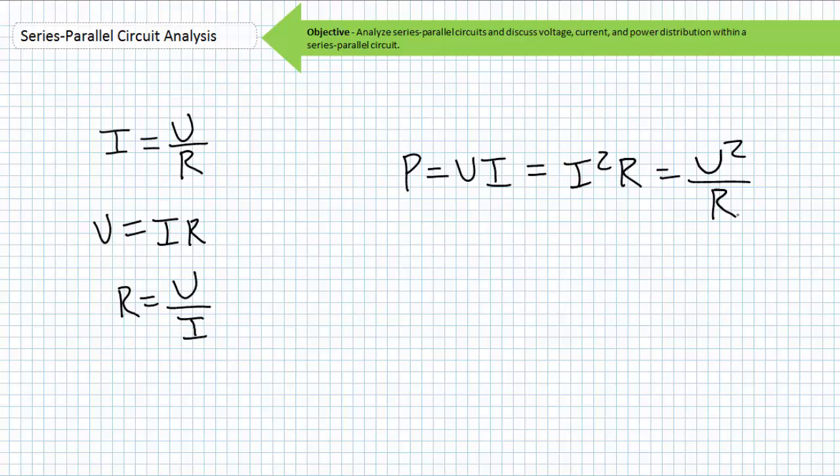Additionally, we can always make use of the simple and powerful statement that power input to a system is always equal to power output. Regardless if the circuit is a series parallel, or some crazy complex circuit you've never seen before, all these basic properties should always hold true. Ohm's law, the power equations, and power in always equals power out.